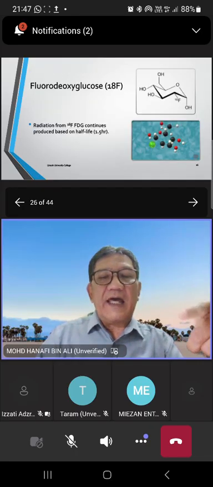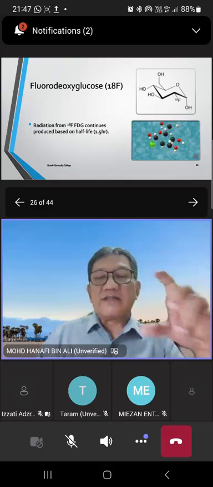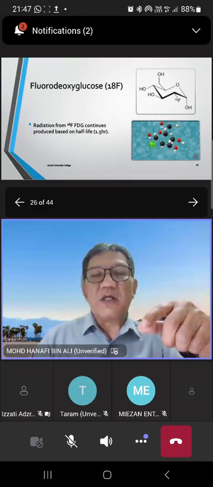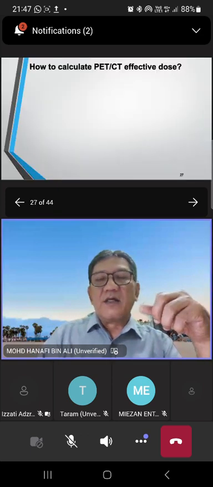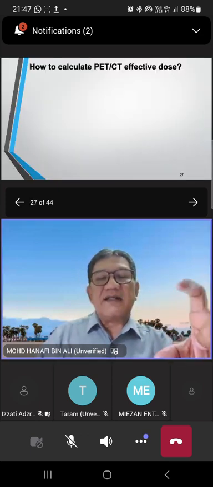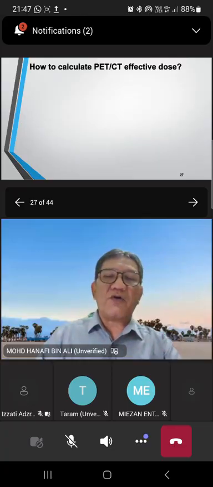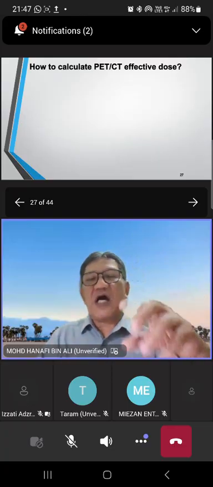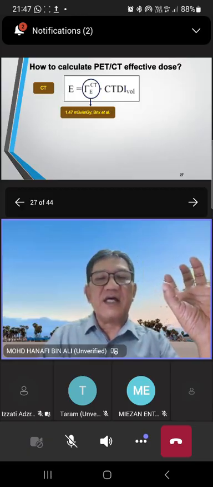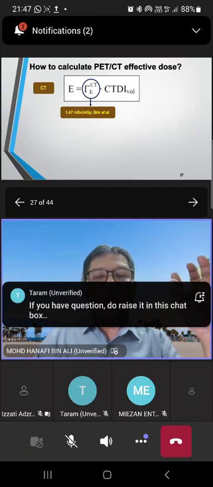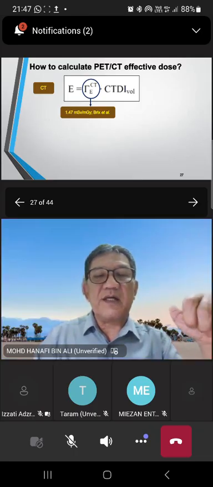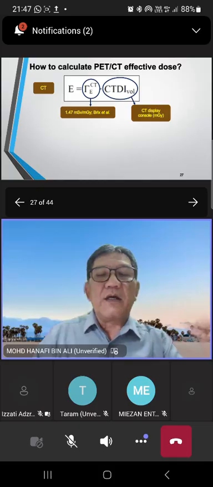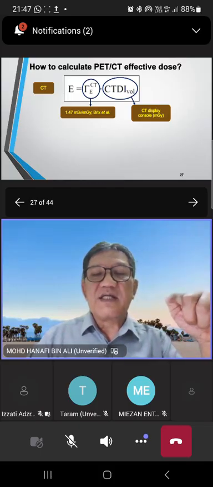Here we use FDG, an isotope used in PET. After that, they calculate it in the hot lab. They measure how much they're going to give the patients, about 1.47 millisievert dose for the patients, and per gray here.